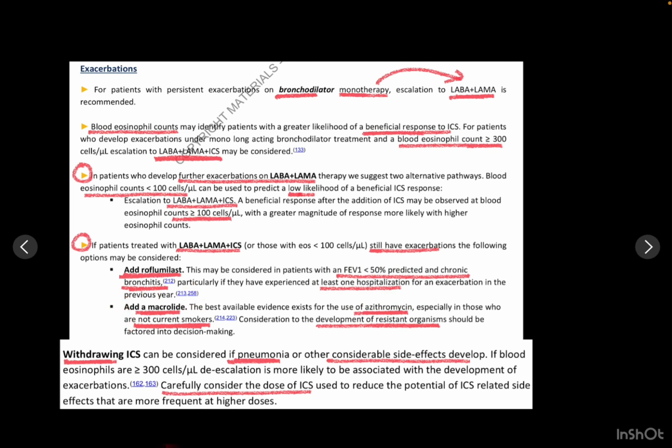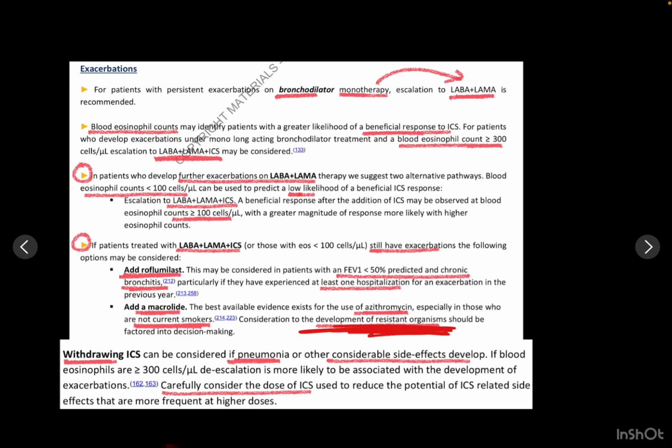And they are talking again about macrolides. They are saying the best available evidence exists for the use of azithromycin, especially in those who are not current smokers. Consideration of the development of resistant organisms should be factored into decision making. Obviously, it can lead to development of resistance.